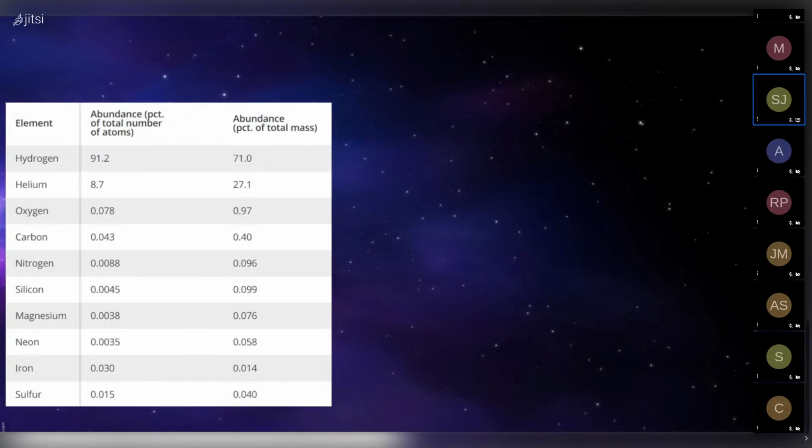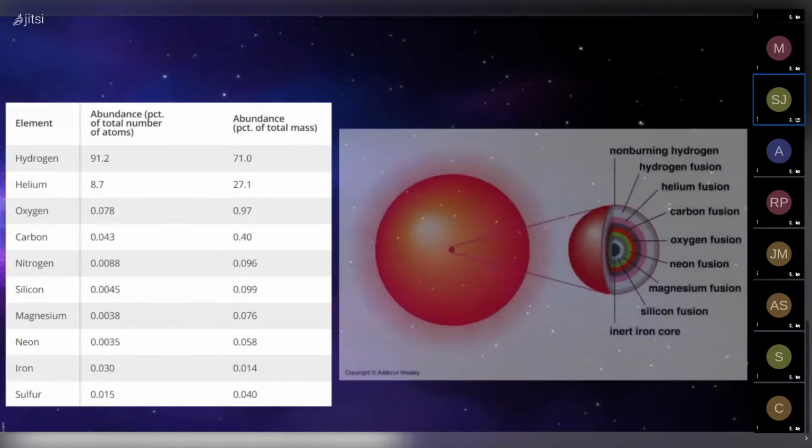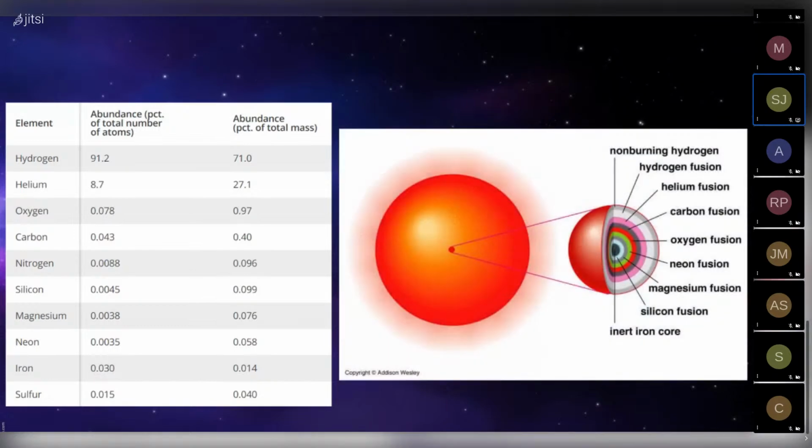In this image, this is the core of our sun, which shows the different fusion levels. The outermost fusion level is hydrogen fusion, then comes helium, then carbon and oxygen, and so it goes till iron. The core of our sun has so many fusion shells in it. So how is this information obtained?